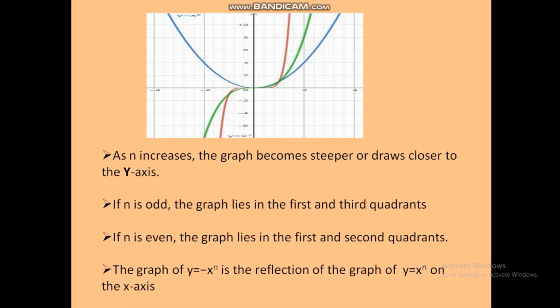This statement means the graph line for y is equal to minus x to the power n and the graph line for y is equal to x to the power n are the reflection of each other. Means they are similar but in opposite direction.